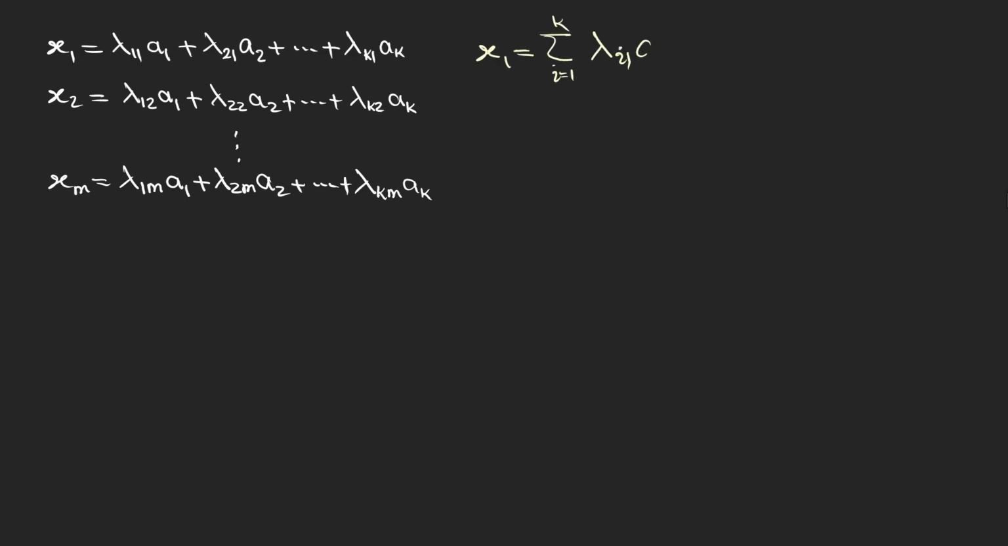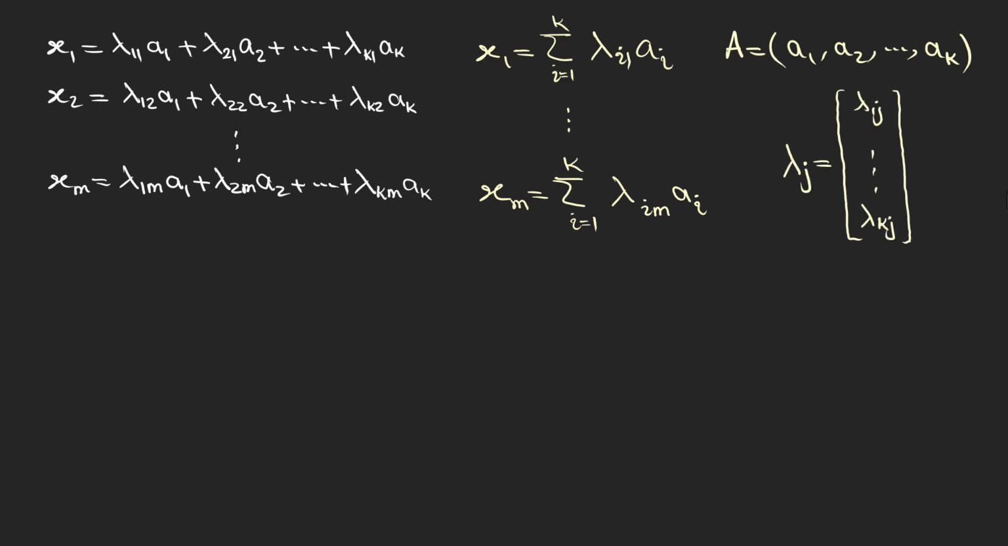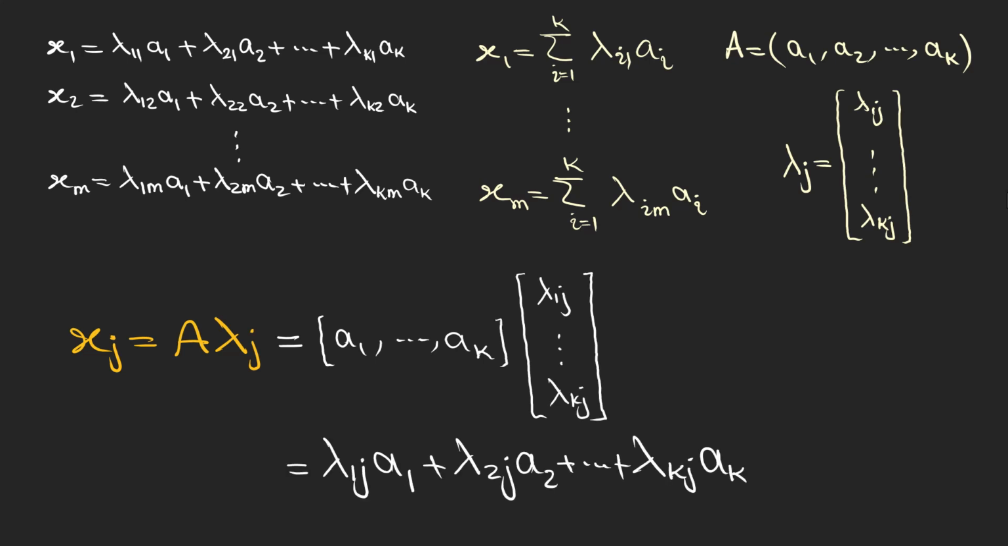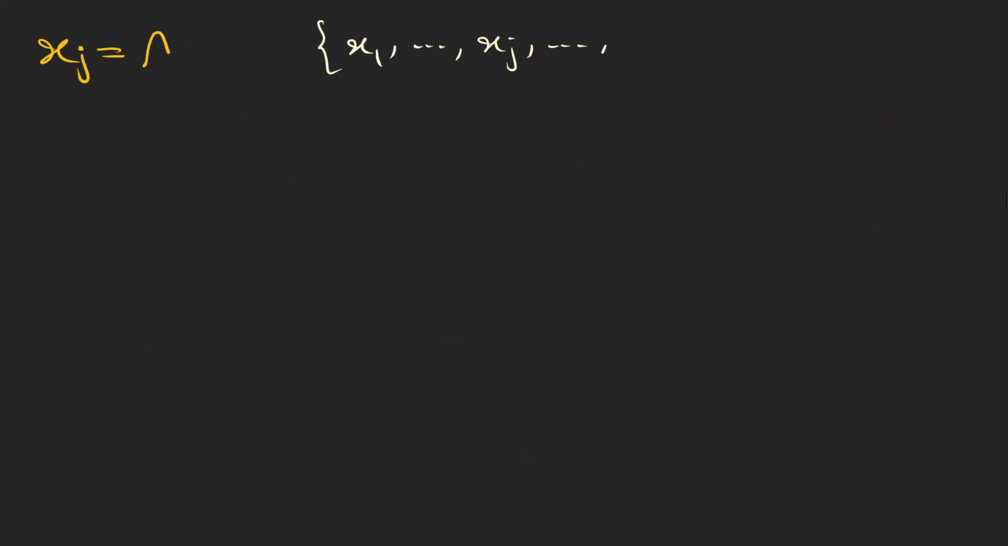We can compactly write these linear combinations in this form using these series. Let's define matrix A to be a row matrix containing all the linearly independent vectors a1 to ak, and another column matrix containing all the coefficients that give us the new vectors x. Then by multiplying matrix A with each of these lambda matrices, we get one of the new vectors denoted by xj. Obviously, the possible values for j are natural numbers between 1 to m, showing each of the new vectors above. Now we are in a place to check whether these new vectors are linearly independent or not.